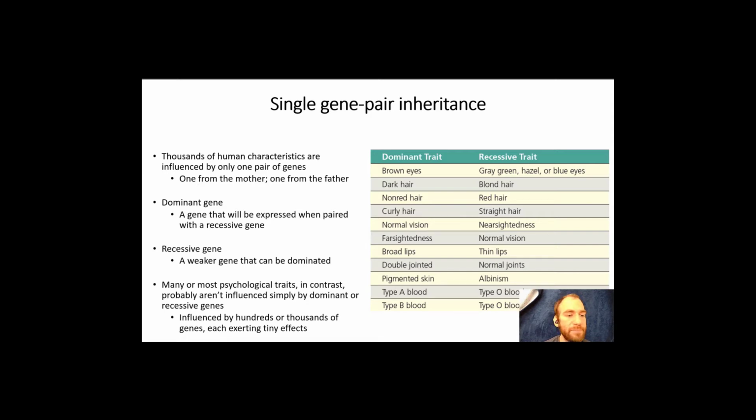traits. Many and most psychological traits, in contrast, probably aren't influenced simply by dominant or recessive genes. They're influenced by hundreds or thousands of genes, each exerting tiny effects. And that's one of the big takeaways I want you to have from this chapter, that there's really not single individual genes that express behavior. So there's not a gene for alcoholism, for example.